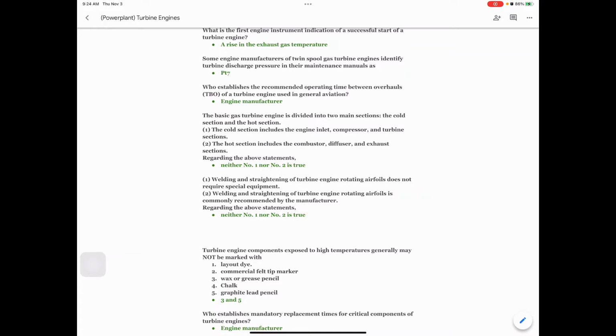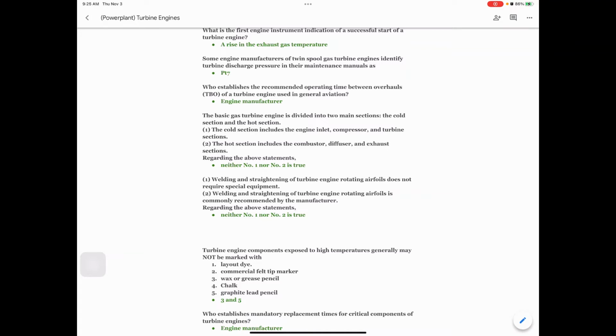1. Welding and straightening of turbine engine rotating airfoils does not require special equipment. 2. Welding and straightening of turbine engine rotating airfoils is commonly recommended by the manufacturer. Regarding the above statements, neither number 1 nor number 2 is true.